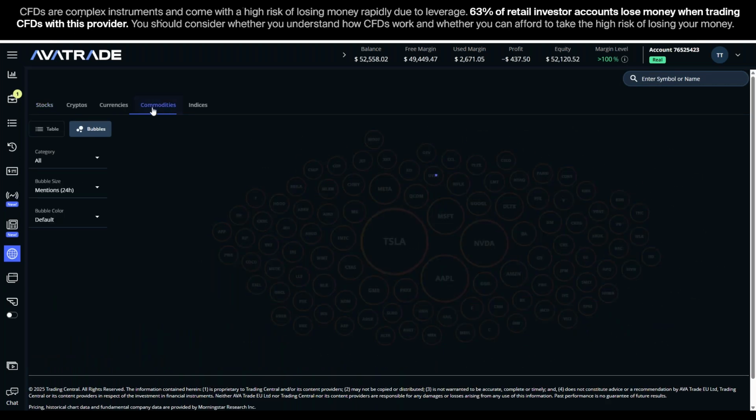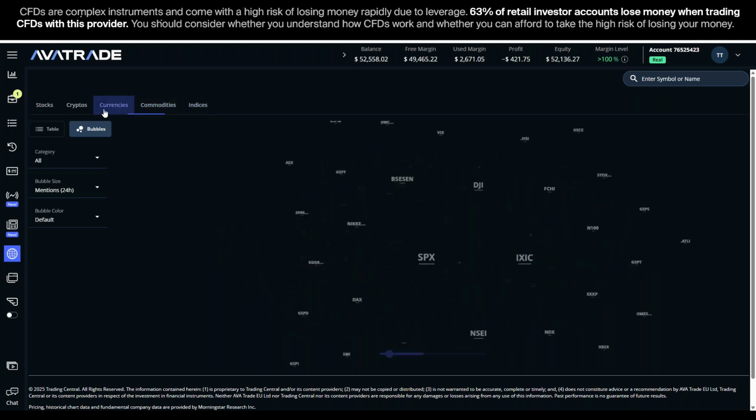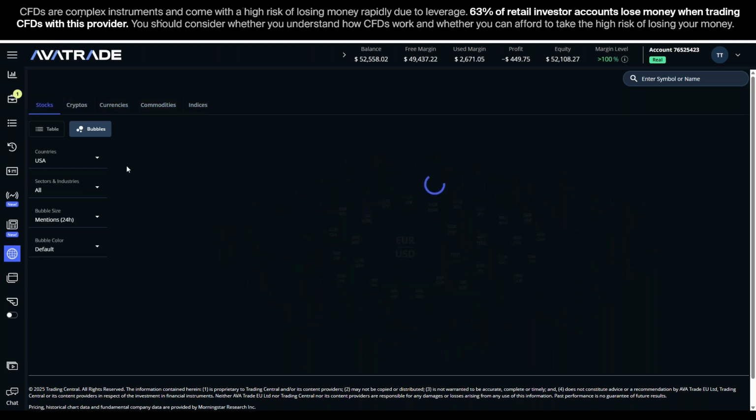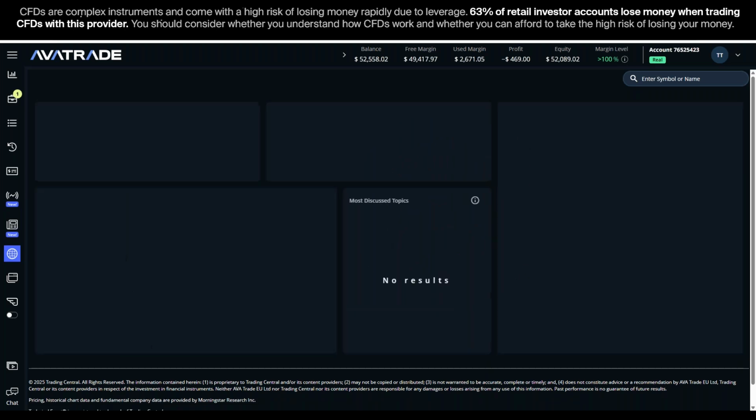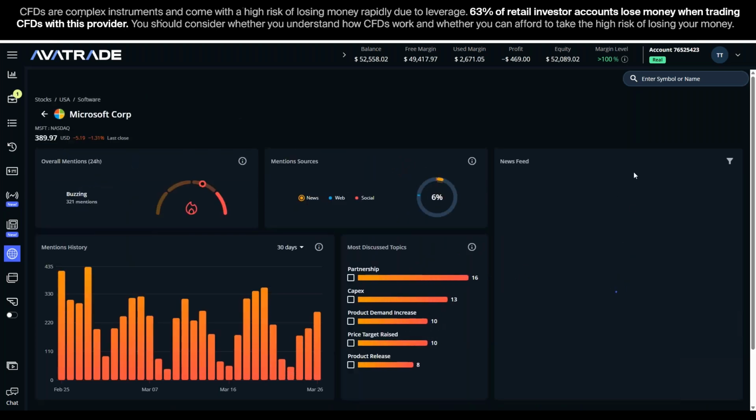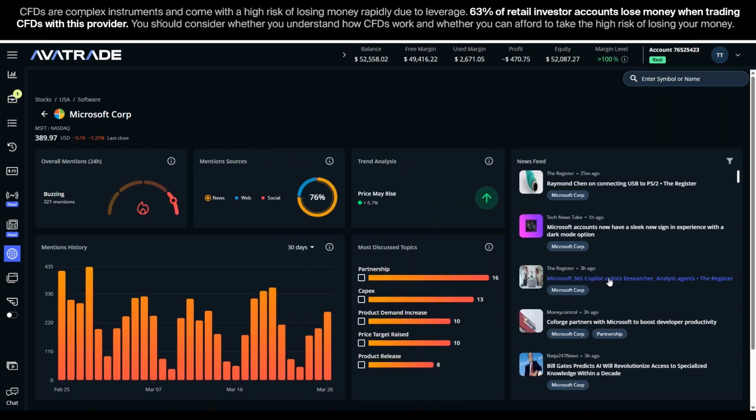You can switch categories, commodities, indices, currencies, cryptos, stocks, and whatever's trending the most online is the bigger circle in the pictogram, and you can pick whatever you want to look at and find the most recent news right here in the news feed. Okay, you also get a technical prediction for most of these. So there's a signal here from Trading Central.